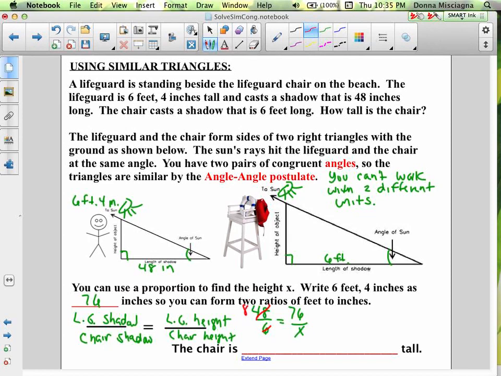Eight and 1. And I quite honestly prefer to change it all to inches and just have one unit of measurement, and then I don't have to worry about making sure that I've set it up correctly. So we're going to solve it both ways, with not changing everything to inches, and see if we get the same thing as when we change everything to inches.